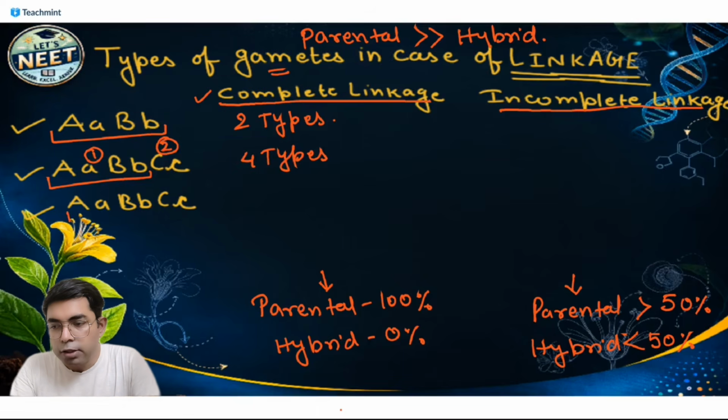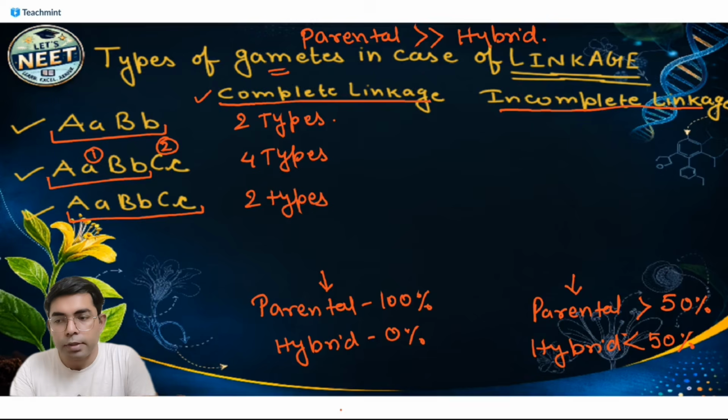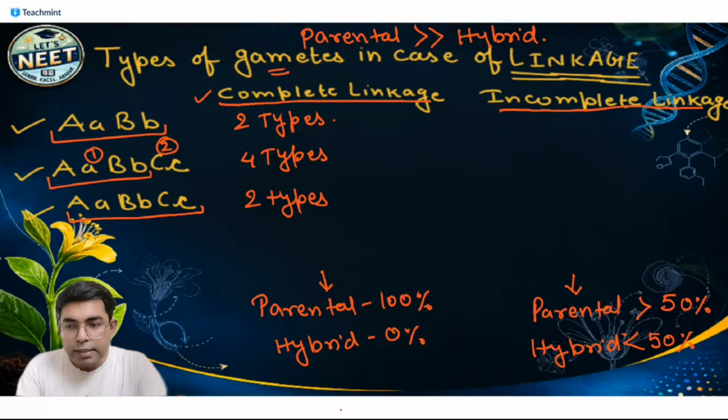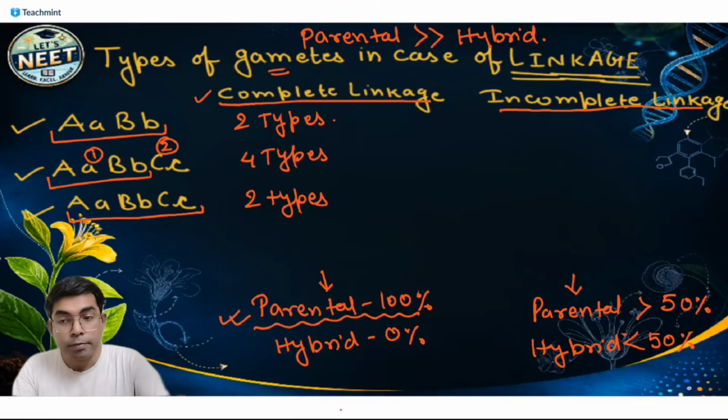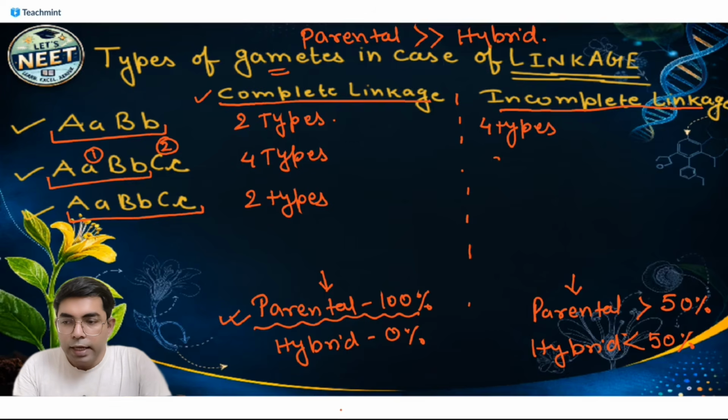But let's say all these 3 are linked, so you will count these 3 as 1. So 2 to the power 1 is again 2. So here 2 types of gamete. Clear? So these are the types of gamete, and already I have said only parental exists here, no hybrid will exist in complete linkage. But in case of incomplete linkage, the types will be the same. For example, here I will say 4 types. Here I will say 8 types. And here also 8 types.